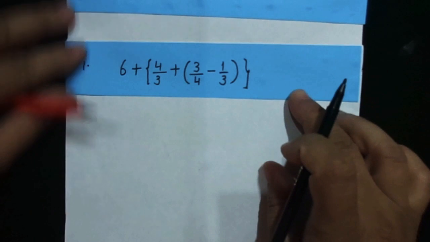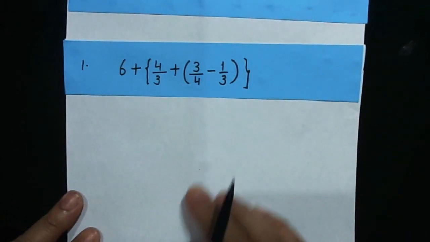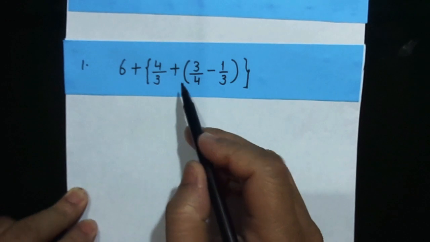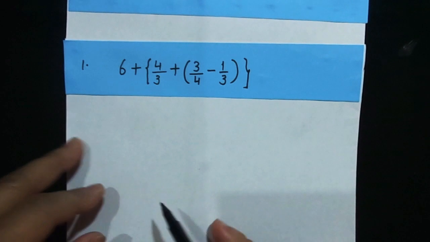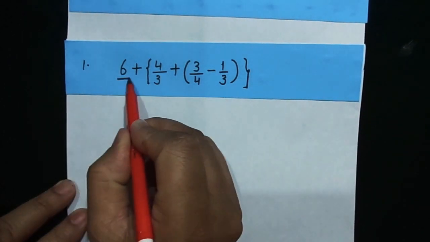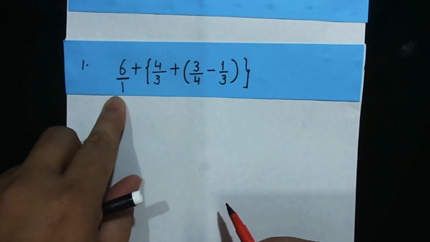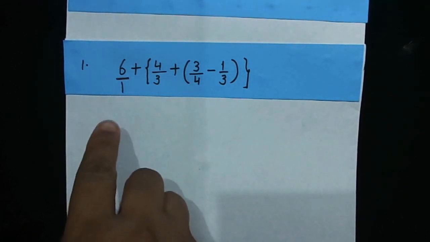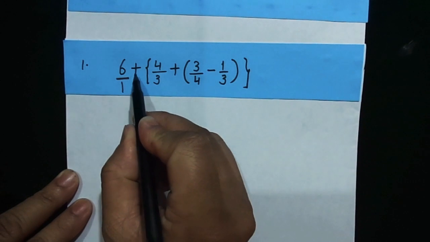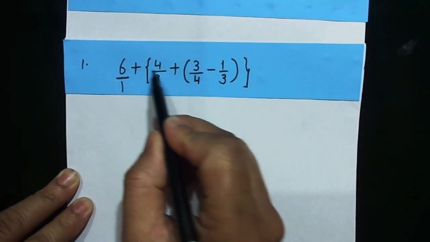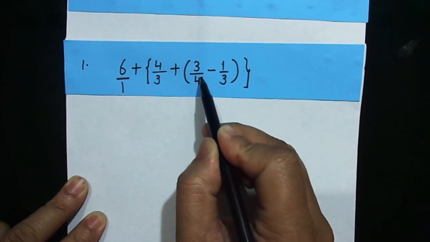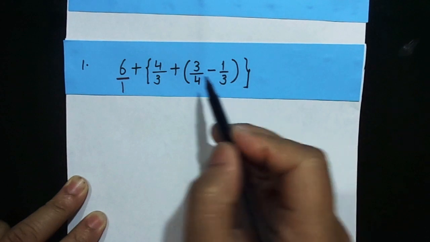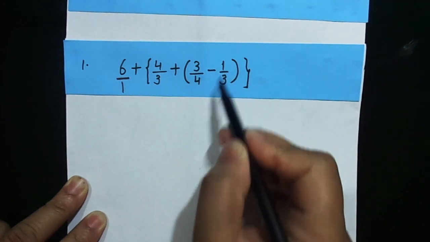And here in question number 1, which is really very beautiful, we have 6 plus 4 by 3 plus 3 by 4 minus 1 by 3. So here 6 plus 4 by 3 means here we have our denominator as 1. Now, since I find that plus and plus are involved, therefore if we multiply this plus with the fractions inside, the sign of the fractions will not change.